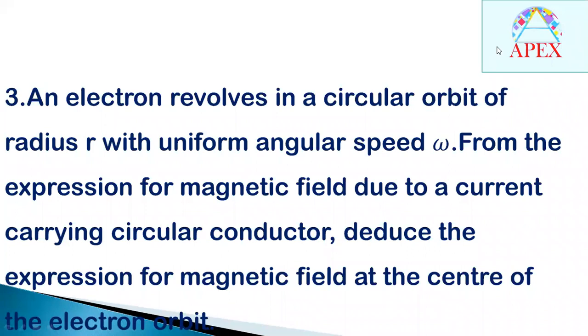Now question number 3. An electron revolves in a circular orbit of radius r with uniform angular speed omega. From the expression for magnetic field due to a current carrying circular conductor, deduce the expression for magnetic field at the center of the electron orbit. Simply it is given that an electron is revolving in a circular orbit, the radius of the orbit is given as r and angular speed is given as omega. In that particular case, you have to find out the magnetic field B at the center of the electron orbit.